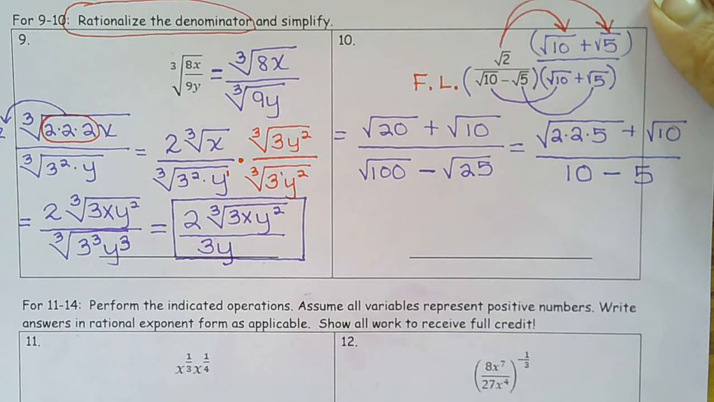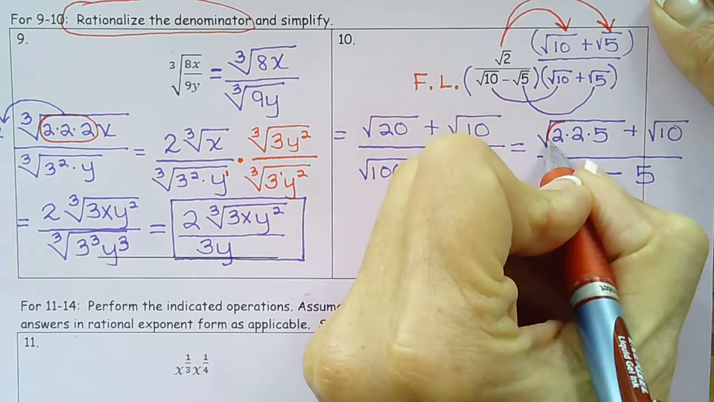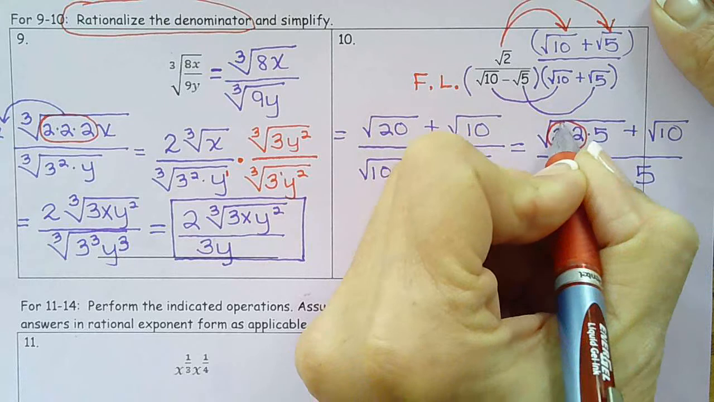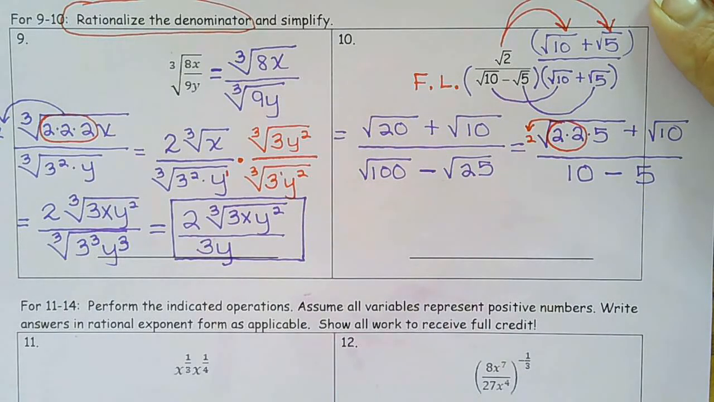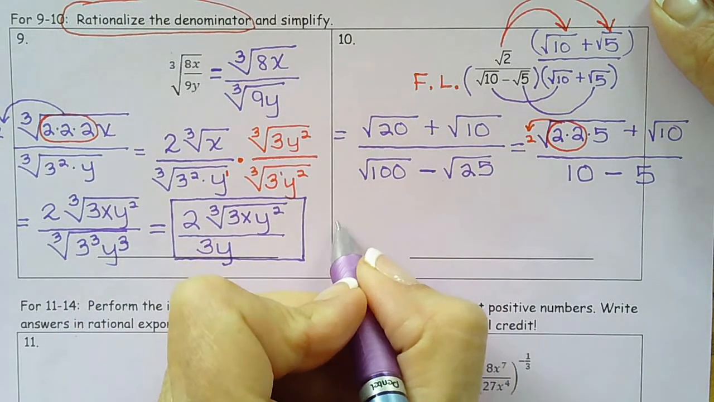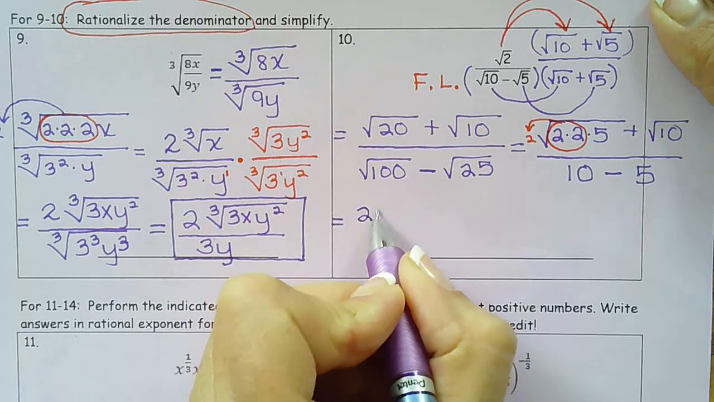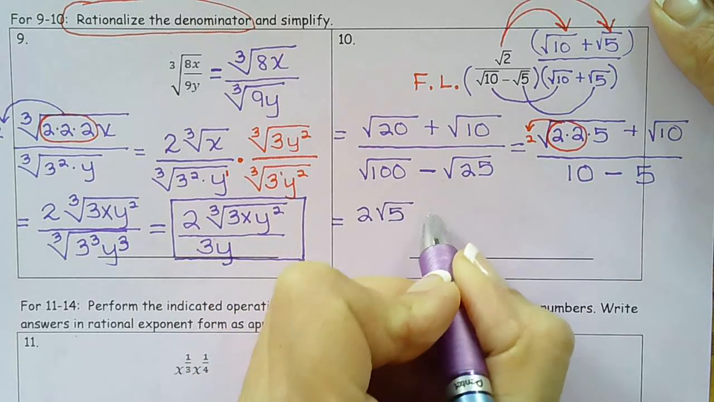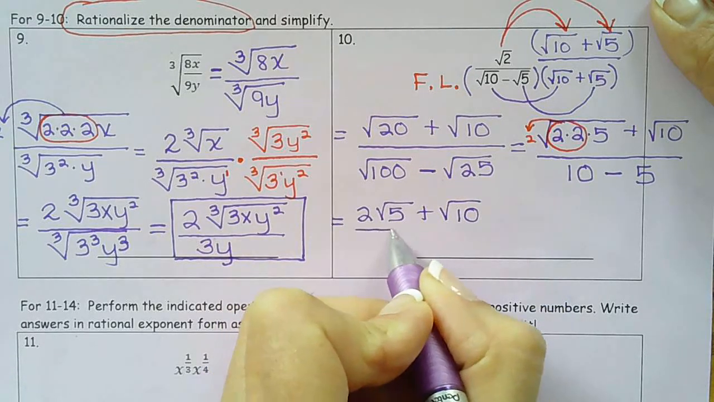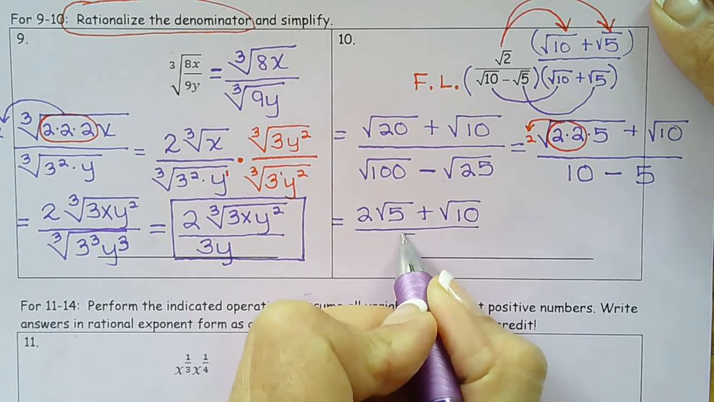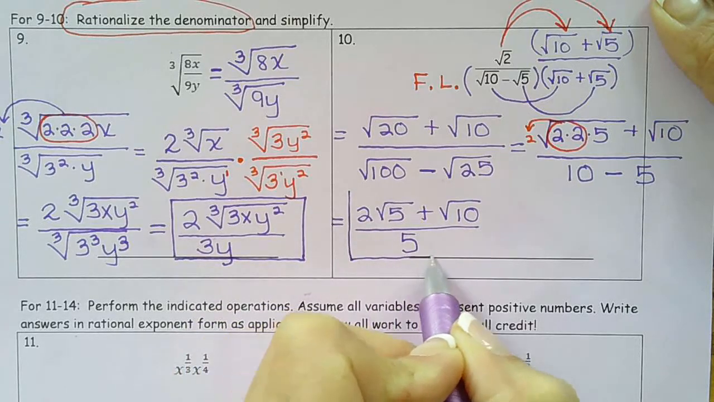Then we look for pairs, and we have a pair right here. So that's going to come out as a 2. So 2 2's under a square root come out as a single 2. So that's going to leave us with 2 radical 5 plus radical 10 in the numerator, and in the denominator, just 5. So there is our answer.